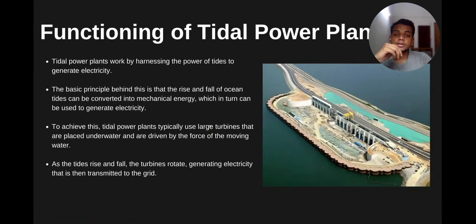Now, moving on to the functioning of tidal power plants. So, tidal power plants, as we have explored previously, use the principle of change in water level during high tides and low tides, and converting mechanical energy to electrical energy helps in generating electricity overall. It has large turbines that are placed underwater and are driven by the force of the moving water. And we can say that this is the main function. After that, the power generated is supplied to the main grid, from where it can be used by the public or any other destination.